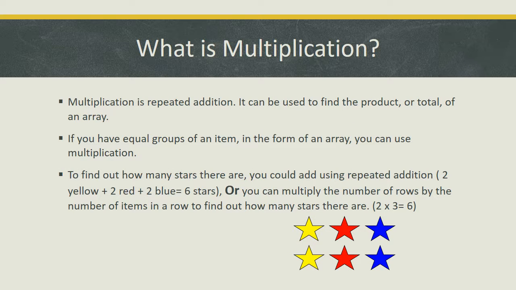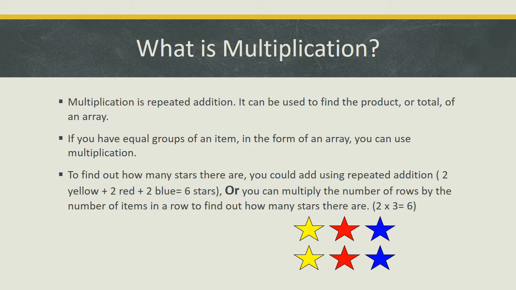So still keeping arrays in mind, what is multiplication? Multiplication is repeated addition or a shortcut to addition. If your arrays are equally grouped, hint, they have that rectangular formation, as we see right here with the star array. They're all put together equally, so they have a rectangular-like formation. So if you see that rectangular-like formation, you know that your array is put together correctly, and you can turn that array into a multiplication sentence.